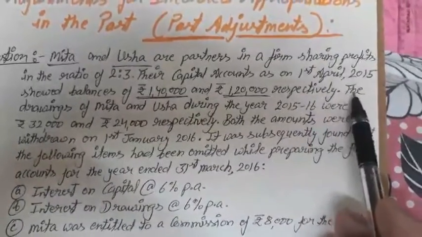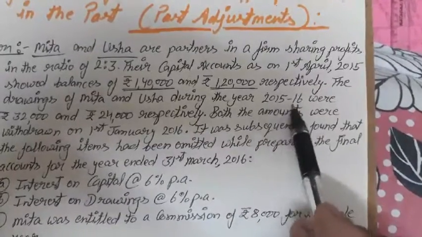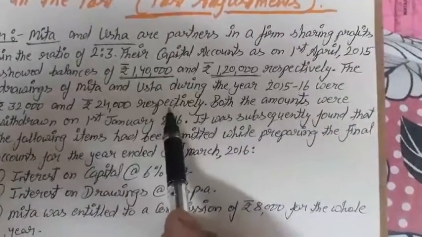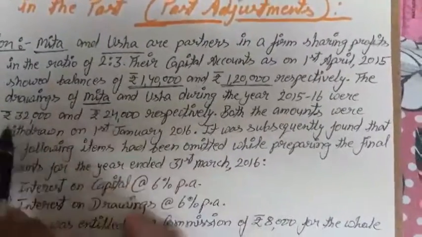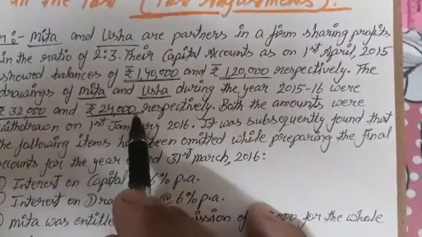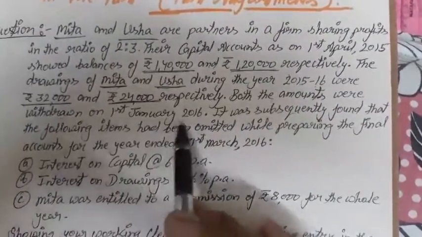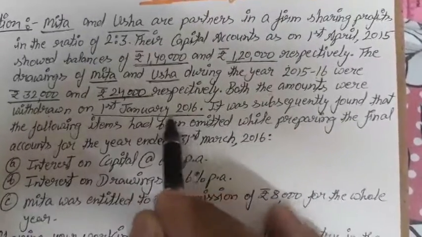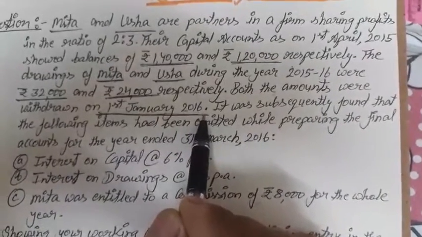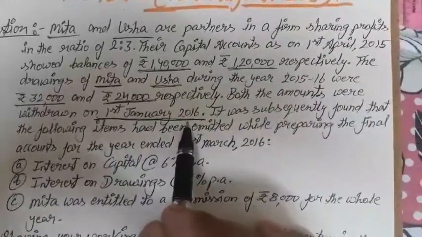Now the drawings of Meeta and Usha during the year 2015-16 were rupees 32,000 and rupees 24,000 respectively. Similarly, Meeta's drawings are rupees 32,000 and Usha's drawings are rupees 24,000. Both the amounts were withdrawn on 1st January 2016. The date is important because according to this we have to calculate the interest on drawings, that is, what time duration will be charged for interest on drawings. So on 1st January they withdrew the amount.